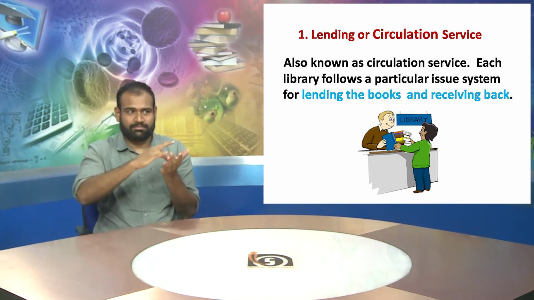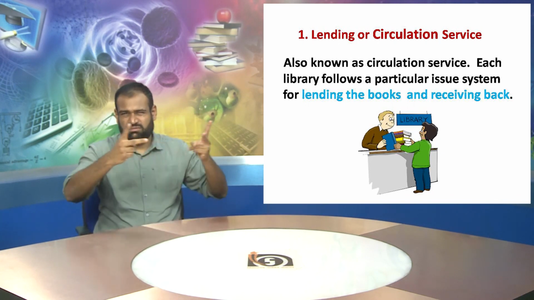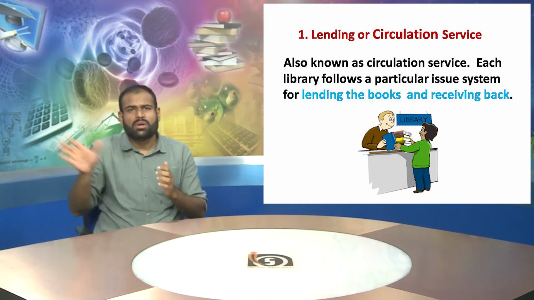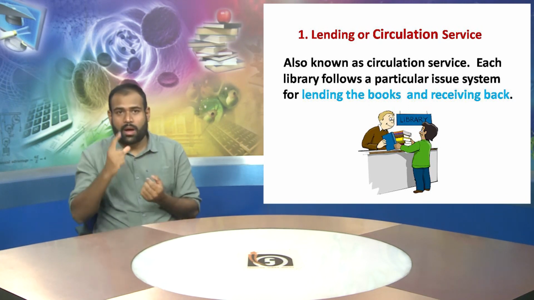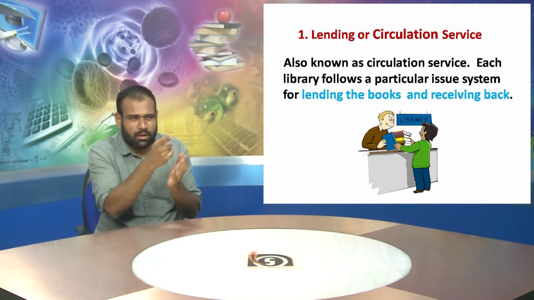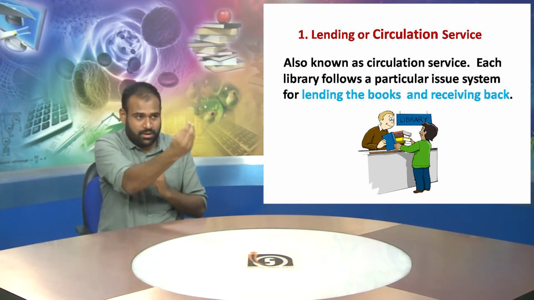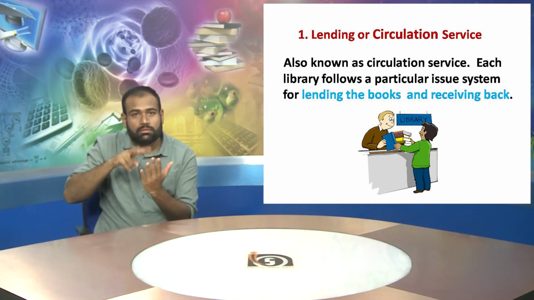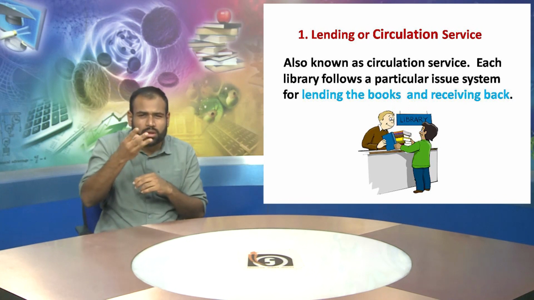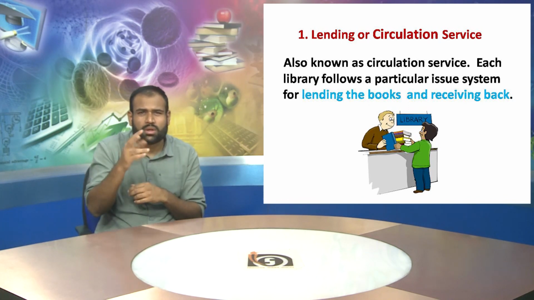This is the first basic service. Lending or circulation service. Also known as circulation service. Each library follows a particular issue system for lending the books and receiving back.